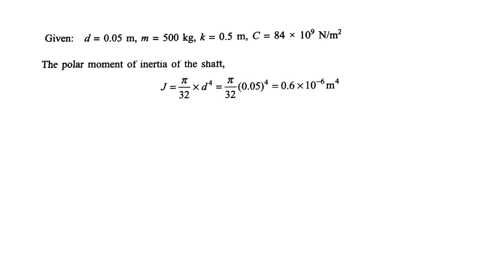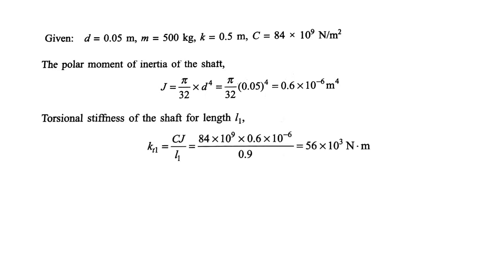The polar moment of inertia of the shaft can be found out by the equation pi d raised to 4 by 32. That is the polar moment of inertia of a shaft having circular cross section, which you might have studied in earlier semesters. Torsional stiffness of the shaft of length L1, L1 is 0.9 meter, is found out by the equation Cj by L1. C is the rigidity modulus, J is the polar moment of inertia of the shaft. Both shafts, with length L1 and length L2, will have the same polar moment of inertia because both have the same diameter.